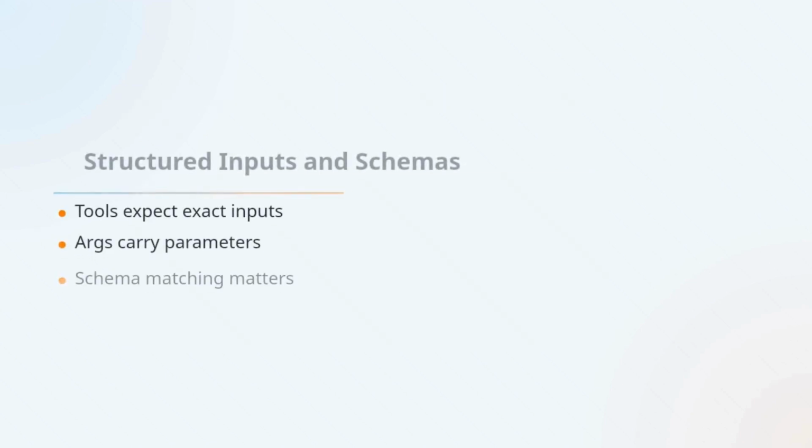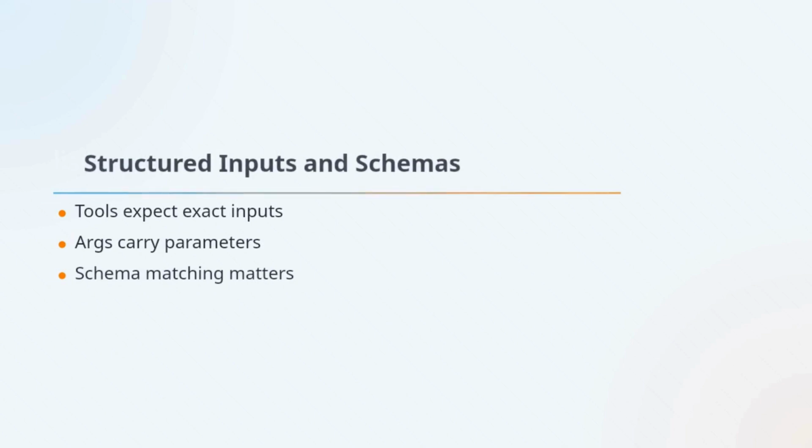An important part of tool calling is structure. External systems usually expect a specific input schema. That means the model must generate requests in the correct format. The arguments or args contain the parameters needed by the tool. If the structure is wrong, the tool may fail or return unusable results.